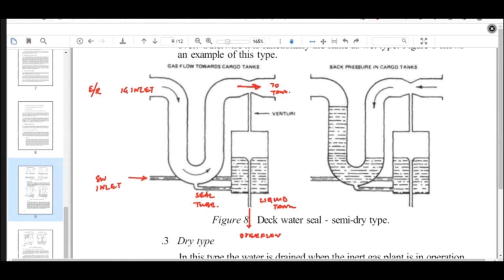Why is it called semi-dry? Because there can be some small contact with water in this part. That is why it is called semi-dry. It is not totally dry. Why is it not wet? Because the IG is not passing through the liquid. If the IG is passing through the liquid, it will be wet.